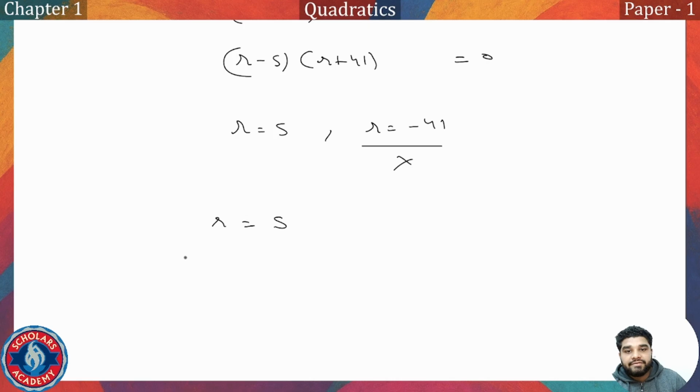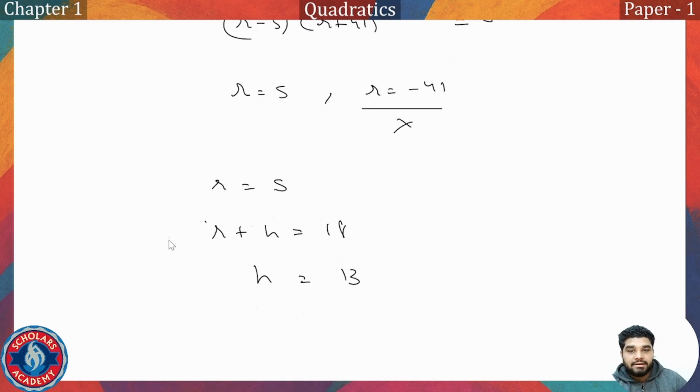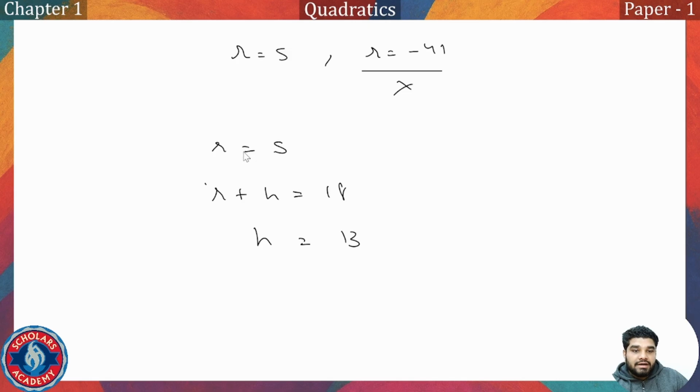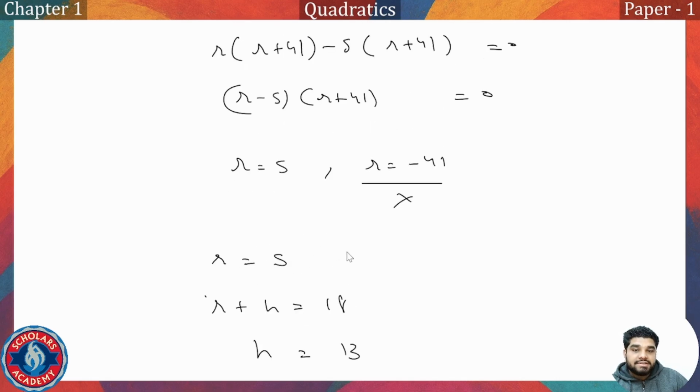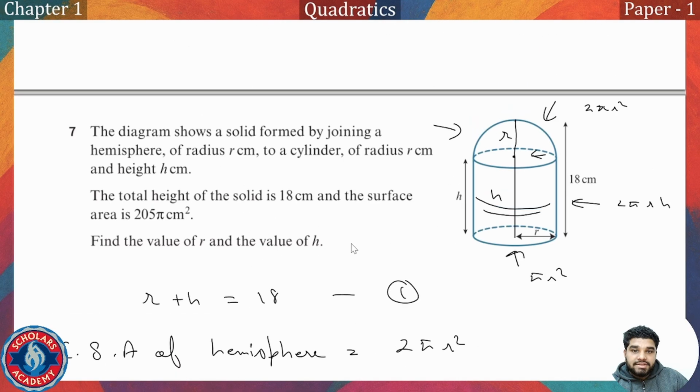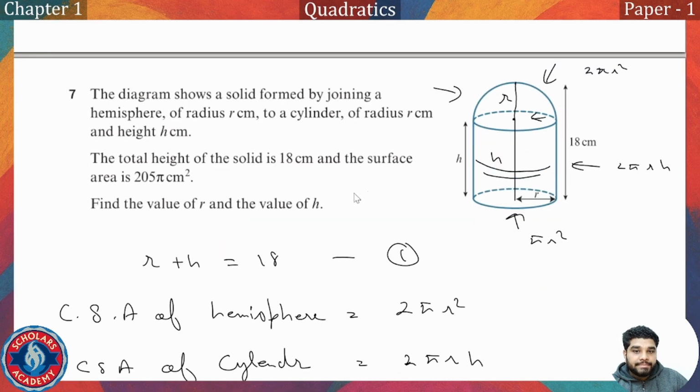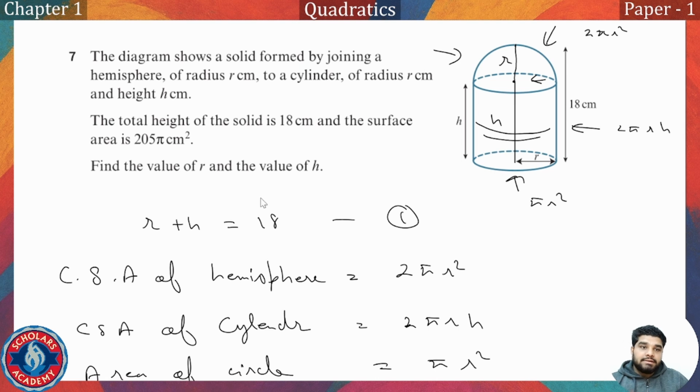We got r is 5, and from 1, r plus h is supposed to be 18. So that gives us h is equal to 13, right? So we got the value of r as 5, we got the value of h as 13. So this is how we found the value of r and h over here. I hope it is clear.